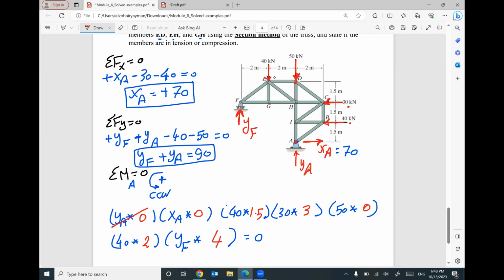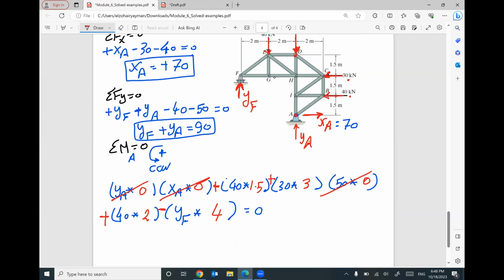I don't care about these terms. This 40 will rotate counterclockwise, positive. This 30 counterclockwise, positive. This 40 counterclockwise will be positive. YF is clockwise, will be negative. The only unknown in this equation is YF. I can find it out. This reaction will be 40 times 1.5 plus 30 times 3 plus 40 times 2, divided by 4. I got positive 57.5.